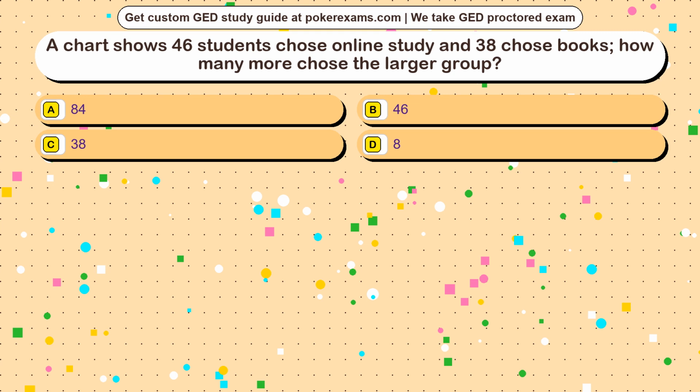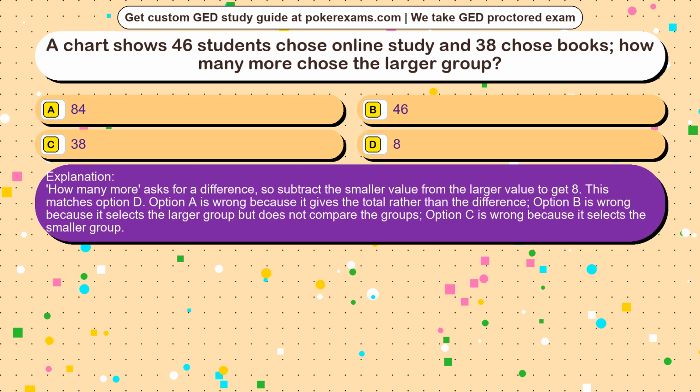The correct answer is option D. How many more asks for a difference, so subtract the smaller value from the larger value to get 8. This matches option D. Option A is wrong because it gives the total rather than the difference. Option B is wrong because it selects the larger group but does not compare the groups. Option C is wrong because it selects the smaller group.